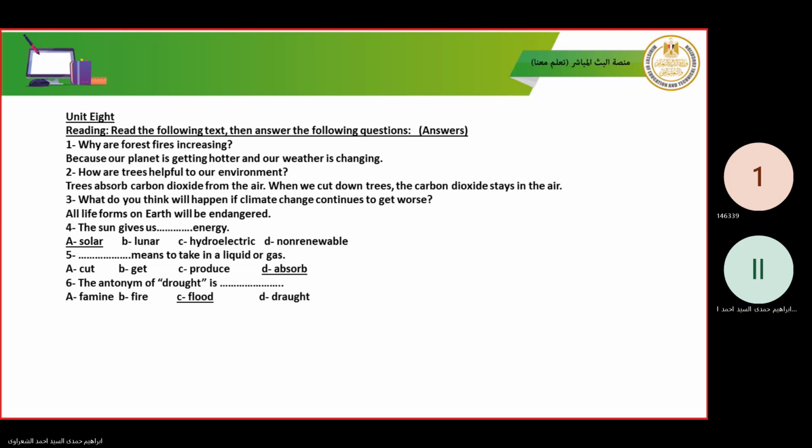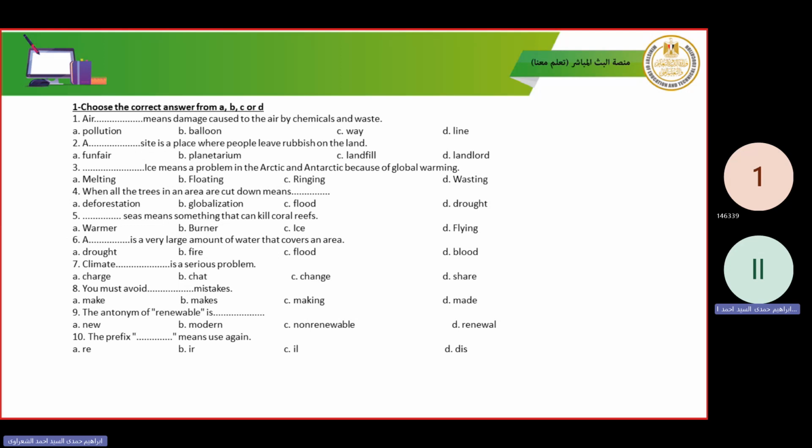This is an exercise, a multiple choice exercise mainly on the vocab. Number one, it says air dots means damage caused to the air by chemicals and waste. Okay, we have four choices: pollution, balloon, wave, line. Number two, air dots site is a place where people leave rubbish on the land. Funfair, planetarium, landfill, landlord.